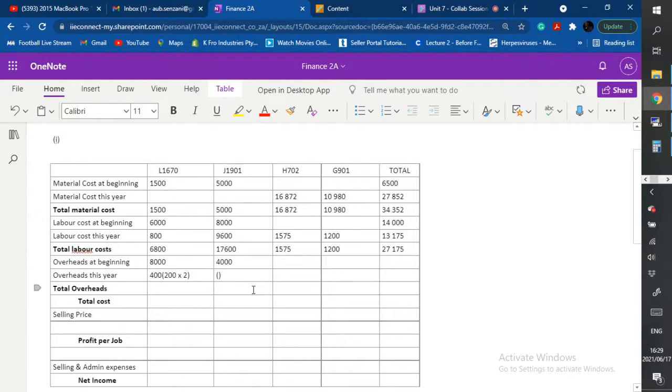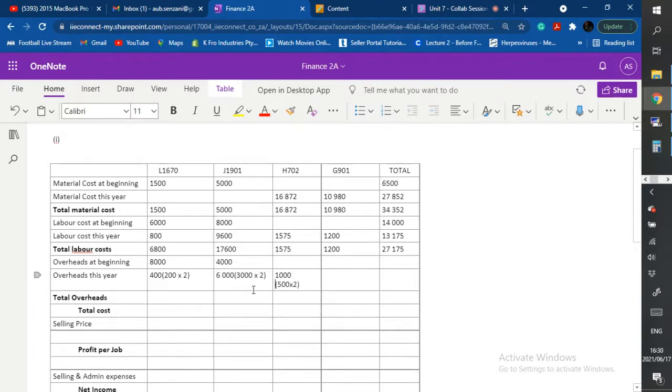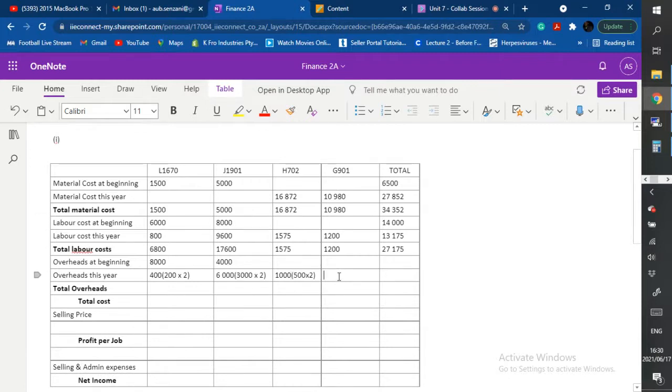So 3,000 times 2. Okay, here we're going to have 6,000. Okay. Here we're going to have, what is this, 500 times 2. Going to have 1,000. Okay. Okay, let's just leave that there. Okay, and then here we're going to have 600 times 2. Okay. Here we're going to have 1,200.